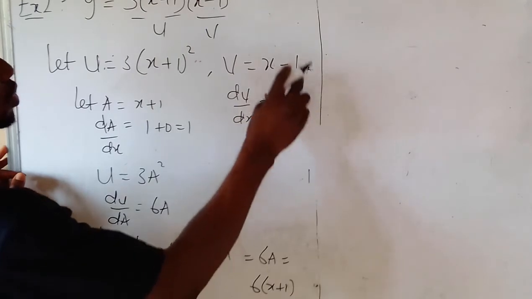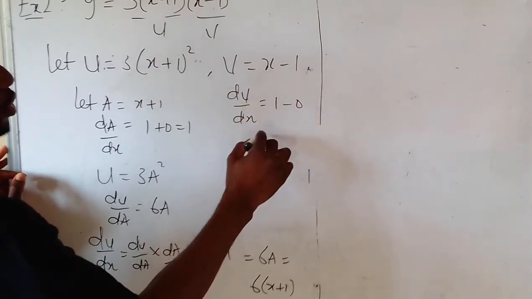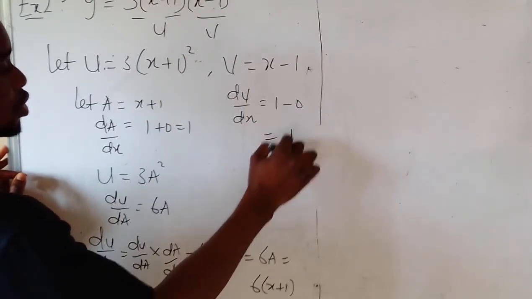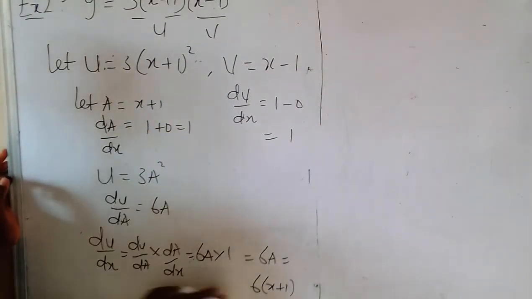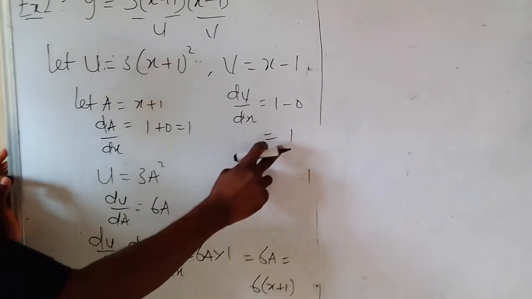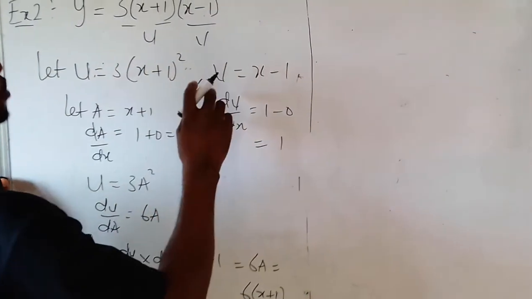Now, for v, dv/dx is straight up 1 minus 0. Differentiating this is 1, differentiating this is 0. In which case, I have my dv/dx as 1. Let's now apply the du/dx, which is this, and the dv/dx, which is this, into our formula.